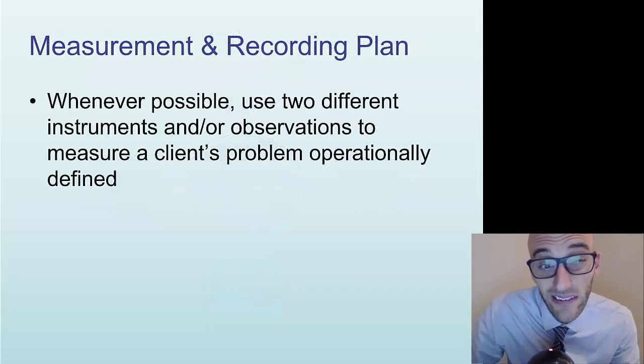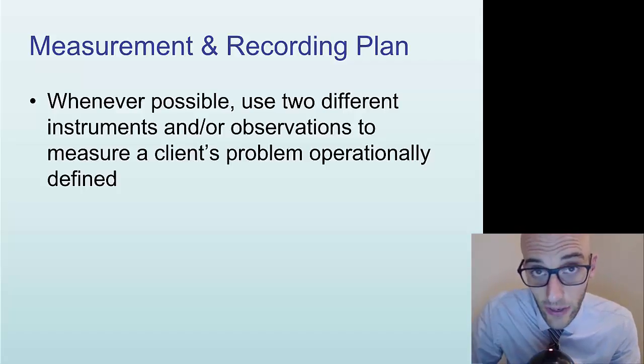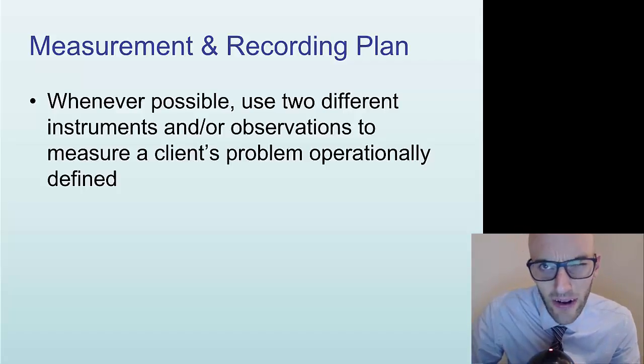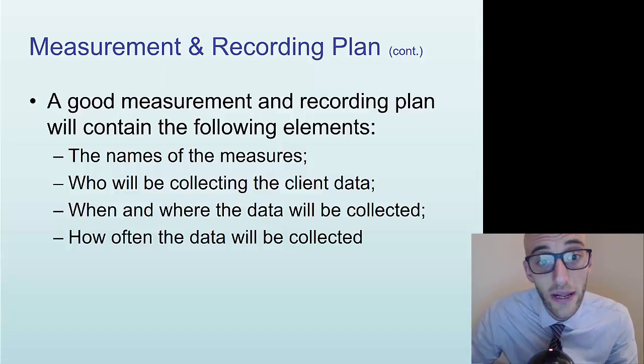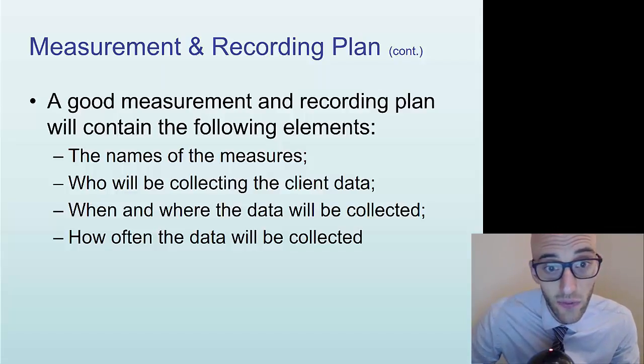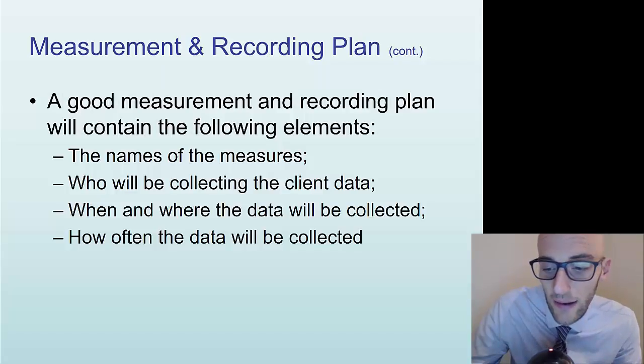Whenever possible, try to use two different instruments or measures to measure a client's problem, operationally defined. For this course, I'd like for you to try to get maybe one of 4 different measurement types that we're going to be discussing, whether it be behavioral observation measure, log, standardized measure, or individualized rating scale. So a good measurement and recording plan should include the following: the name of the measures, what will be collected, when and where the data will be collected, and how often the data will be collected.